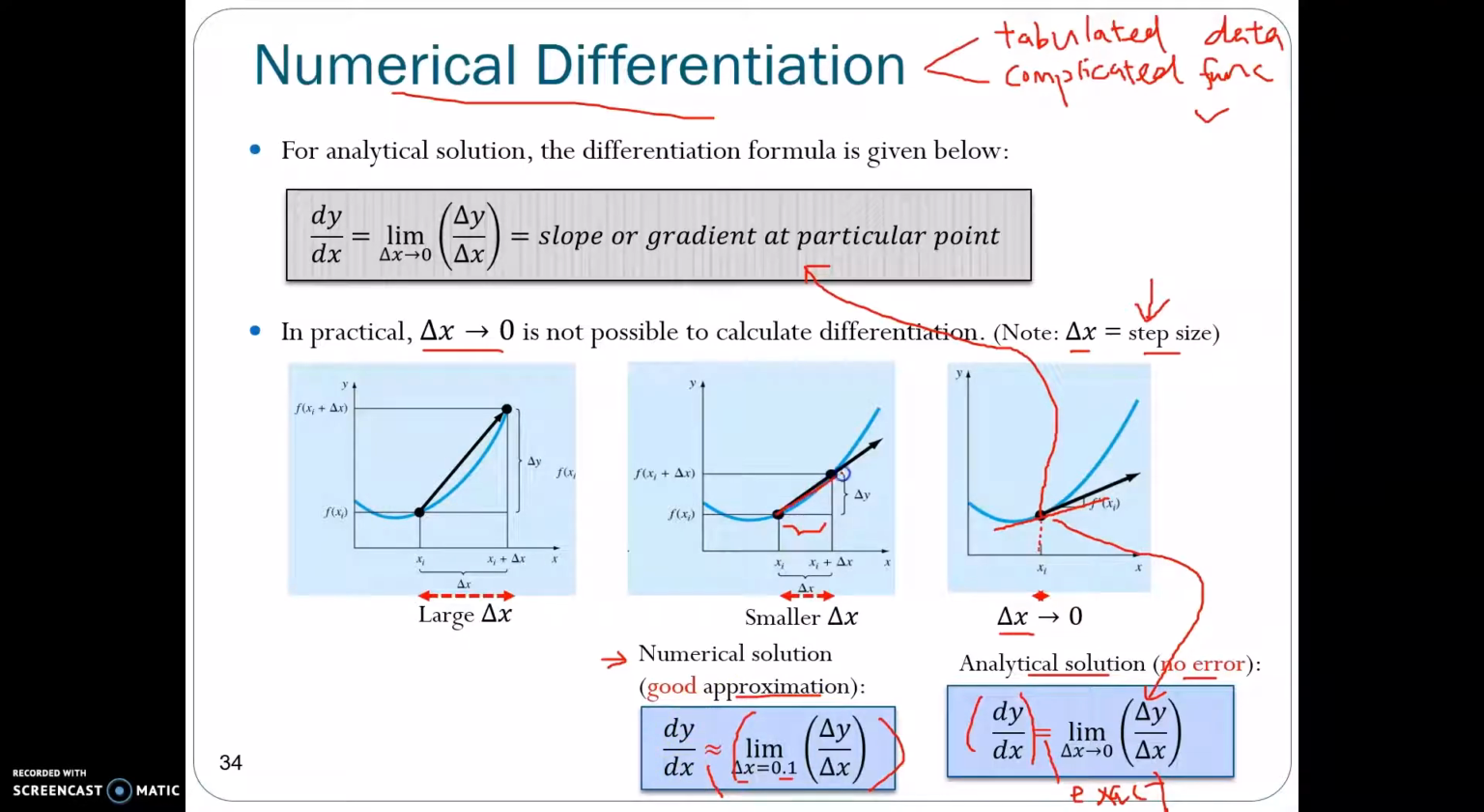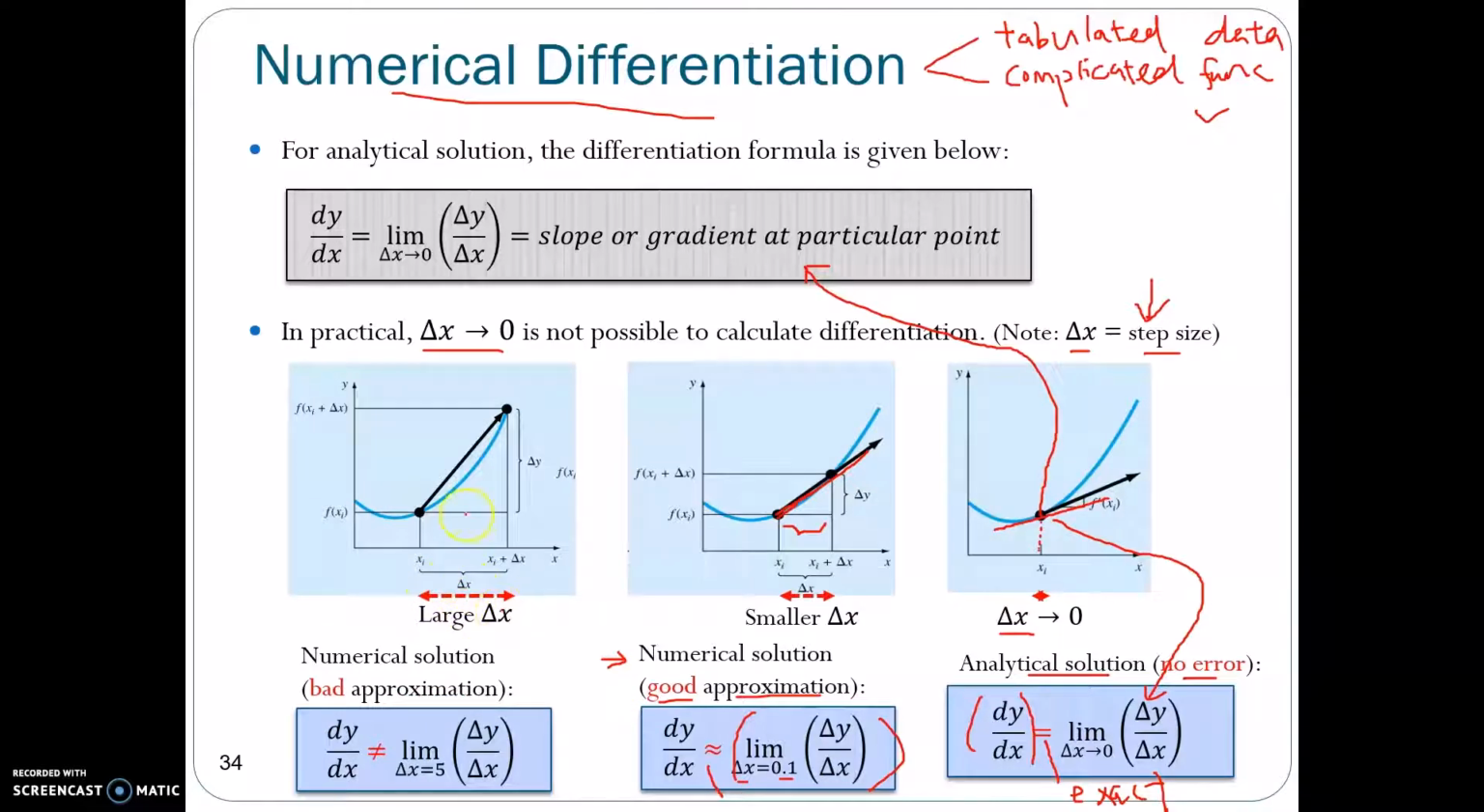The approximation here is close to the actual gradient, therefore we say it is a good approximation. However, if you choose a large step size, in this case delta x equal to 5, then after computing delta y divided by delta x, you find that the approximation is not equal to dy over dx. You can see the approximation here is far away from the actual gradient. Therefore, it's very important to choose a suitable step size in numerical study. Wrong selection of this will cause a bad approximation.